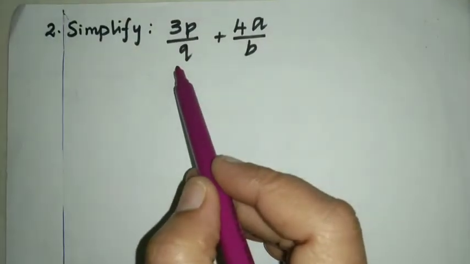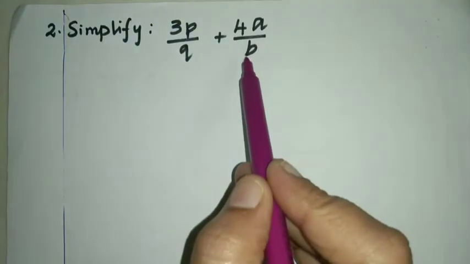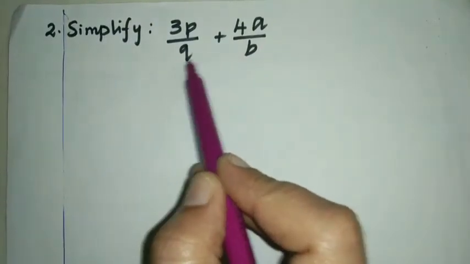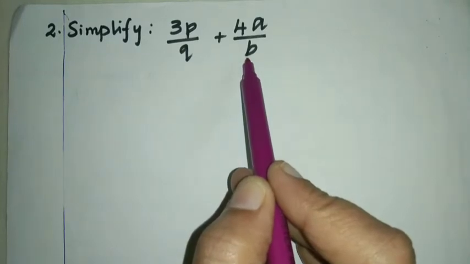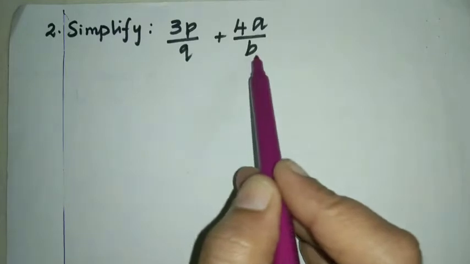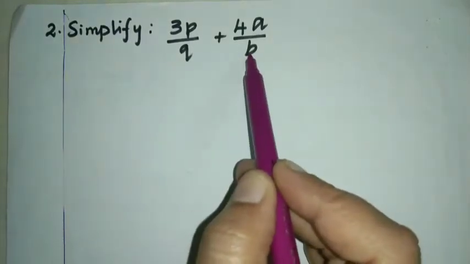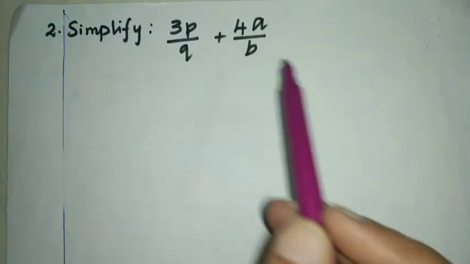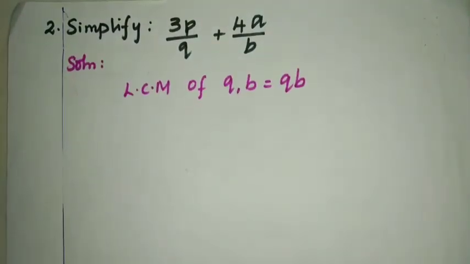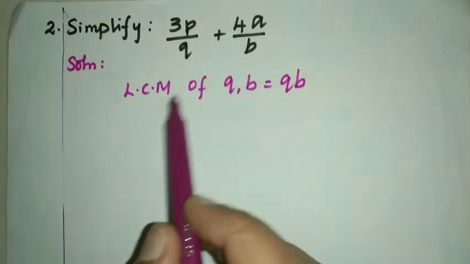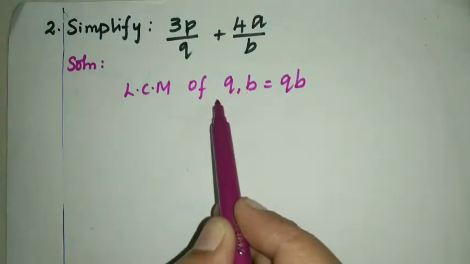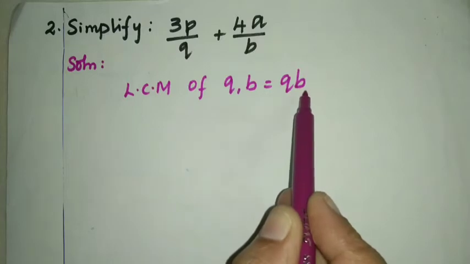Next, question number 2. 3p by q plus 4a by b. Here these two are rational numbers. Here q and b are different variables, so we have to find the LCM of these two variables. Now we are adding these two rational numbers. First of all, you take the LCM of q and b. Here the LCM of q and b is qb.